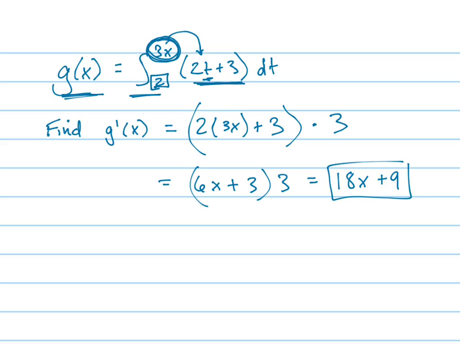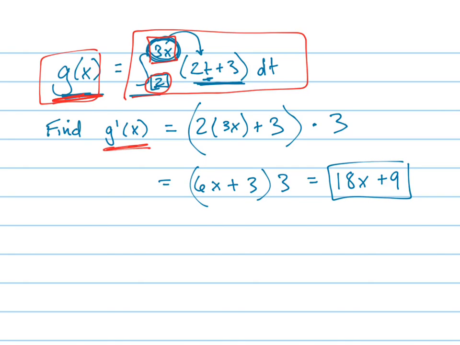But this is what the fundamental theorem says: if you have a function defined as an integral of something, and there's a lower limit that's a scalar or a number, and an upper limit that's a function of x, and you're trying to find the derivative. So I'm trying to find the derivative of g. The derivative is like the inverse of the integral, and so they kind of cancel each other out. So all you have to do is plug 3x in for t, but then on the outside you have to multiply by the derivative.